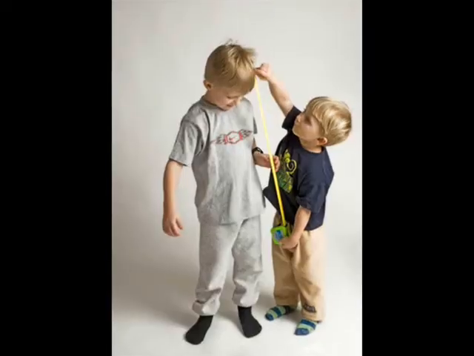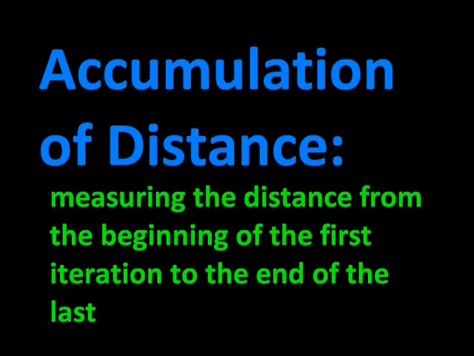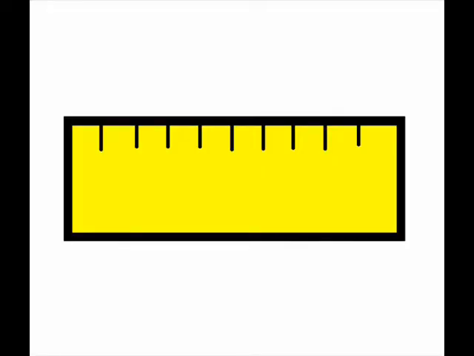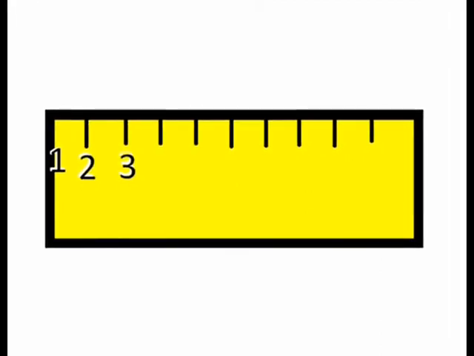The next thing that is important when teaching measurements is to be aware of accumulation of distance. Many students, when first learning how to measure, want to find the distance from the beginning of the first iteration to the end of the last. In other words, when given a blank ruler, the student will mark 1 where the 0 should be. This also comes into play when measuring with non-standard units.